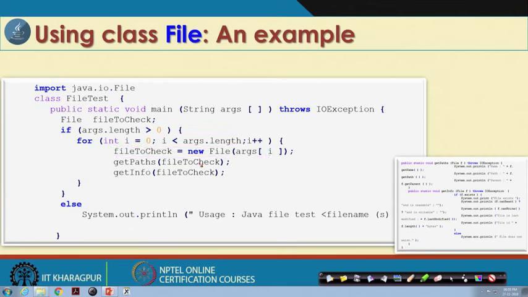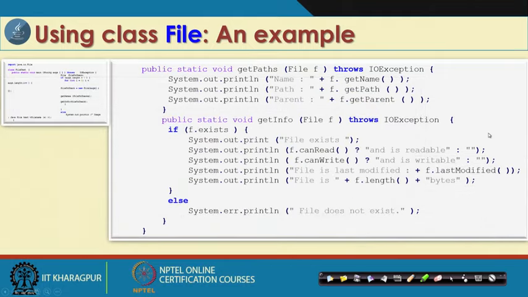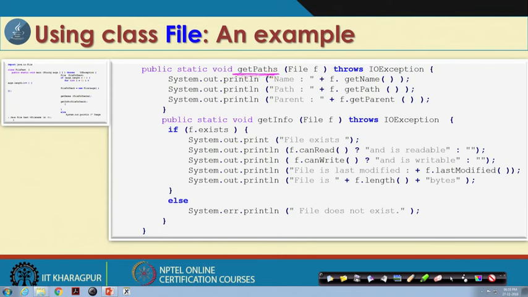Now, for this file we will call the methods getPaths and getInfo. These are the two methods which are under this method. We define these two methods here. Now, let us see what the getPath method and getInfo are. These are user defined methods. Now, here is the getPath method as you see. So, the getPath method is defined under this class, the FileTest class we can say. Under this method, this is getPath. Now, if you see the getPath method, f.getName.